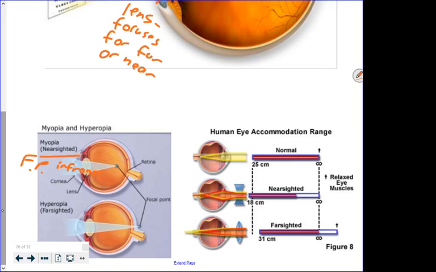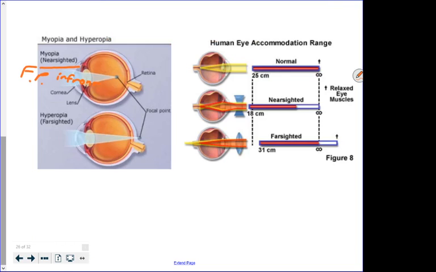Farsighted, you can see things far away, but you can't see things close up, right? That's why when you see Mr. Ricks up there on the stage trying to hold the book really far away, he's farsighted. He's trying to hold it longer than his arms can reach, because the image, the focal point, is actually behind the retina. So FP is behind the retina, R-E-T-I-N-A.